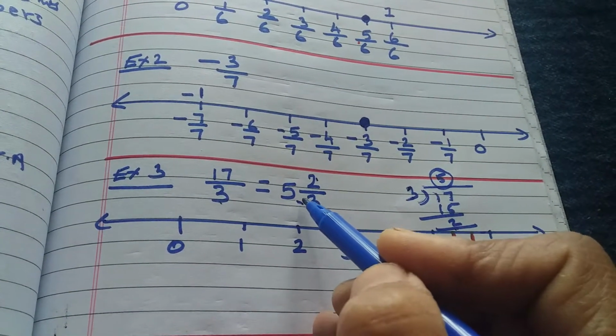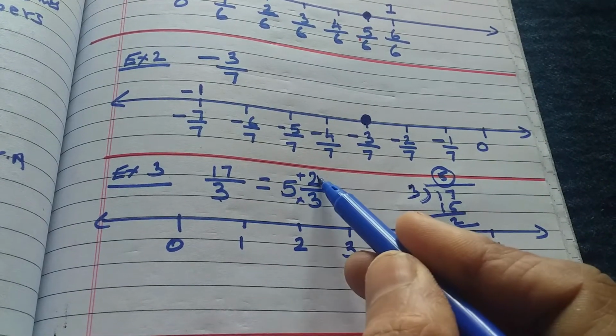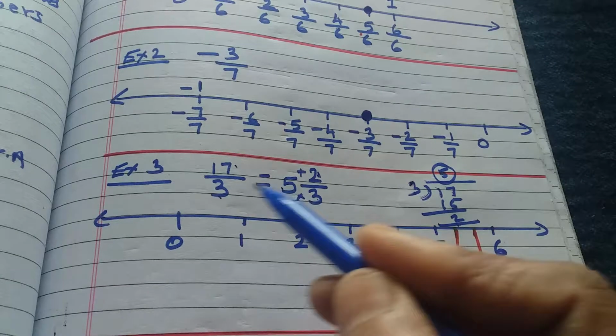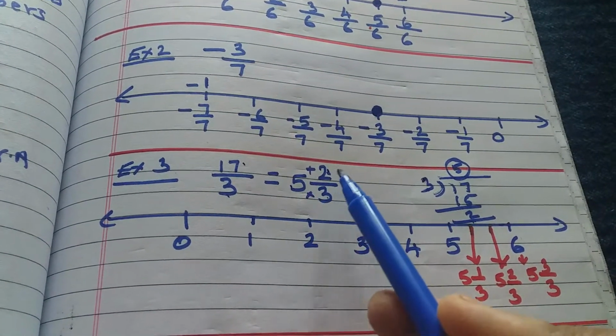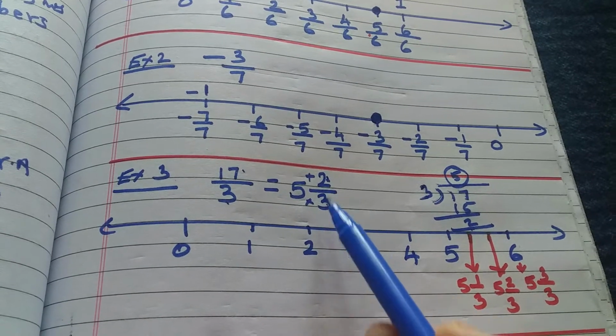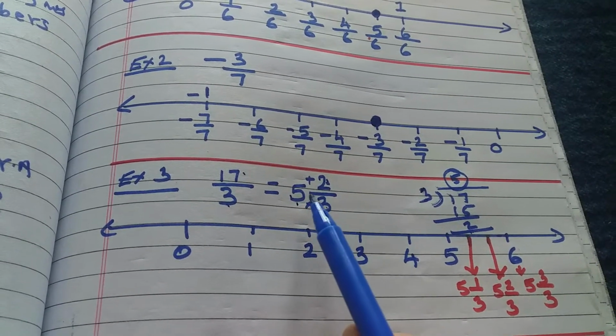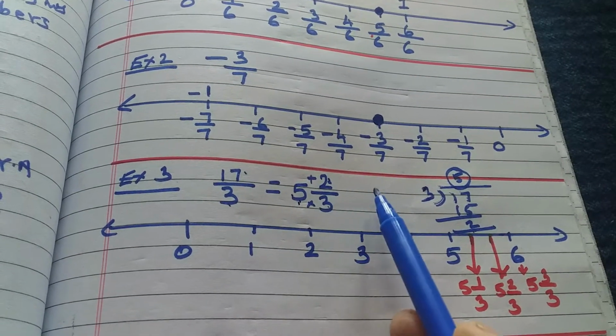Now to check, 5 3s are 15, 15 plus 2 is 17. When you multiply these two and add with this, we should get this numerator and the same denominator. Now it is 5 2 by 3. 5 2 by 3 means 5 is the whole number, this is the fraction. So it lies between 5 and the next number, 6.